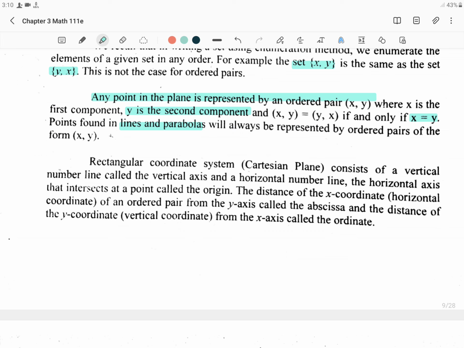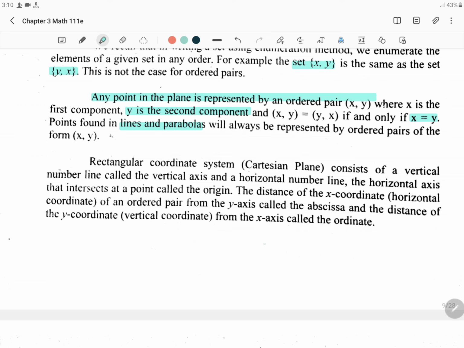So, talking about the rectangular coordinate system or yung Cartesian plane natin, it consists of a vertical number line called the vertical axis and a horizontal number line, the horizontal axis, that intersect at a point called the origin. Now, the distance of the x-coordinate of an ordered pair from the y-axis is called the abscissa. Okay? Abscissa. While the distance of the y-coordinate from the x-axis is called the ordinate.